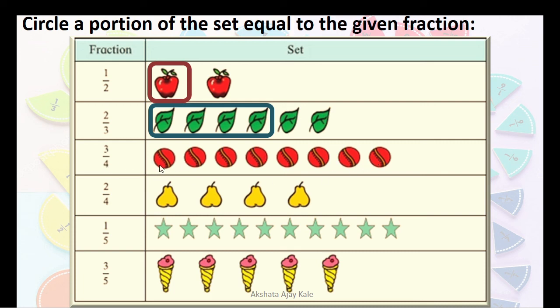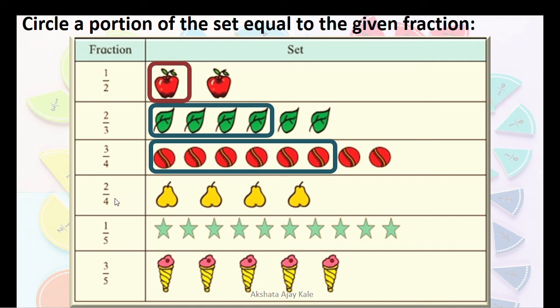Okay. Now here 3 upon 4 means you have to make 4 sets here. How many balls are there? 1, 2, 3, 4, 5, 6, 7, 8. 8 balls are there and we know we need 4 sets. Means yes, very good. These two become first set, this is second set, this is third set, and this is fourth set, isn't it? And we have to show here 3 upon 4. 3 sets we have to show. Okay, I will use this to show this, isn't it? 3 upon 4. Got this, children?